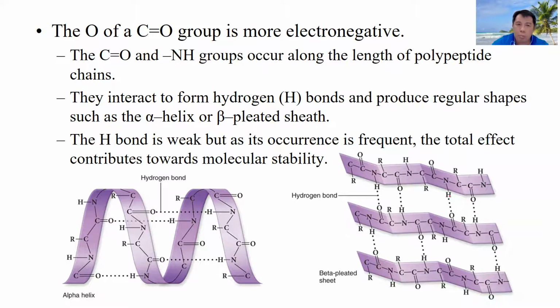Although the hydrogen bond is weak, its occurrence is frequent, meaning they form many hydrogen bonds, so the total effect contributes towards the molecular stability.